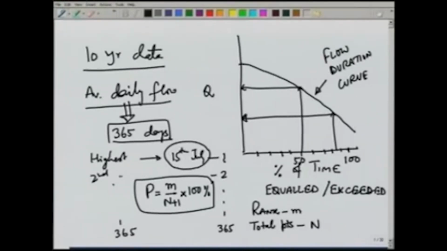Now, let us look at the mass curve and see how we can decide the storage capacity for a given demand. In order to maintain a certain demand, we need to store water and then release it during the dry periods, and we can also look at, for a given storage, what will be the demand which can be maintained. So, let us look at these two questions first.